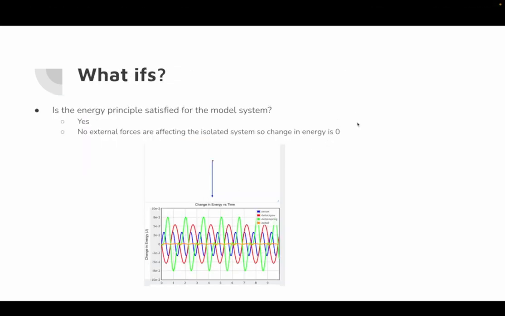So for the questions, is the energy principle satisfied for the model system? The answer is yes. There are no external forces acting on the isolated system, so the change in energy is zero. And in this graph, we can see that the change in energy was zero.